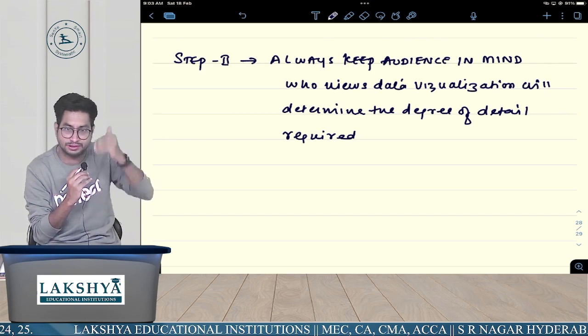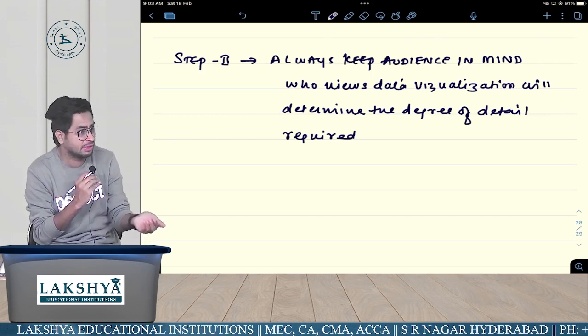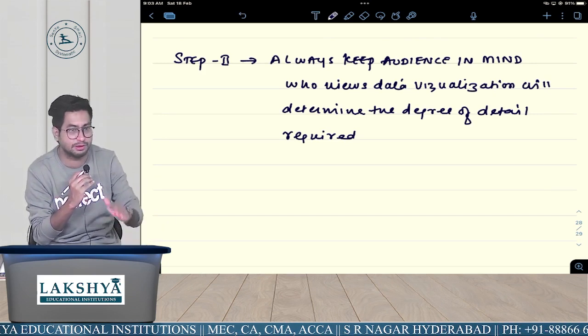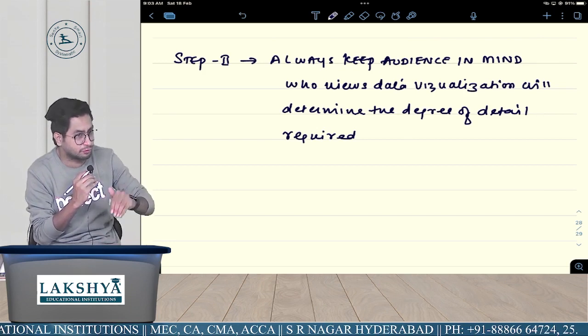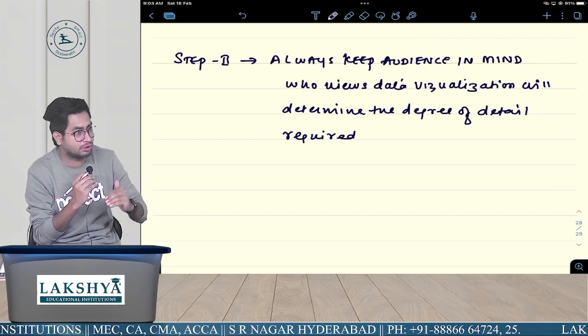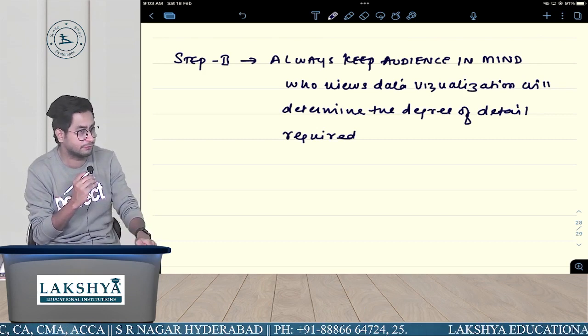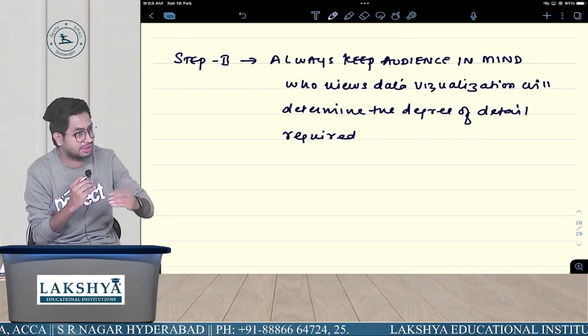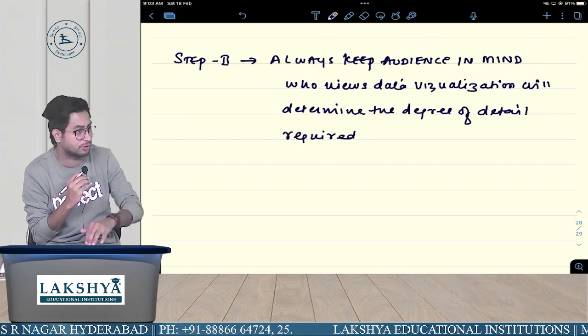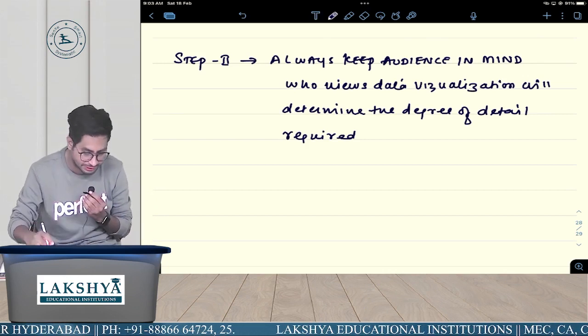Will the level of understanding of CA final students and your level of understanding be the same or different? Different. Once you finish your articleship, the way you understand and the way you think about a particular concept will be the same or different? Different. So based on my audience, I have to decide what to write and what not to write in the report. Next, step number 3.